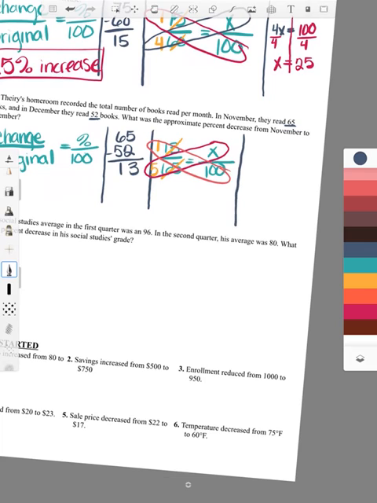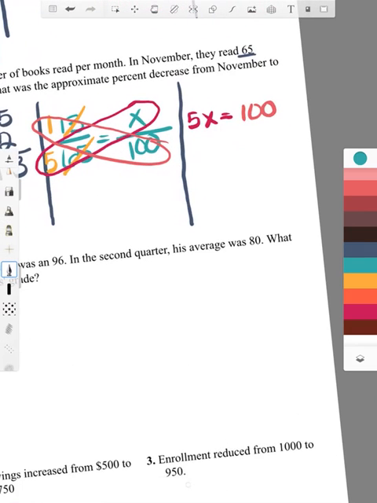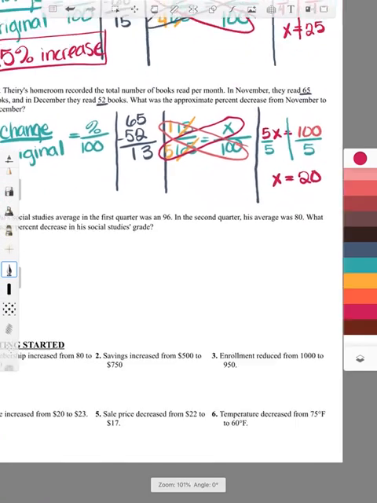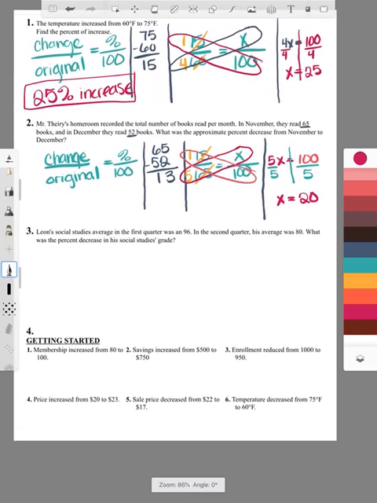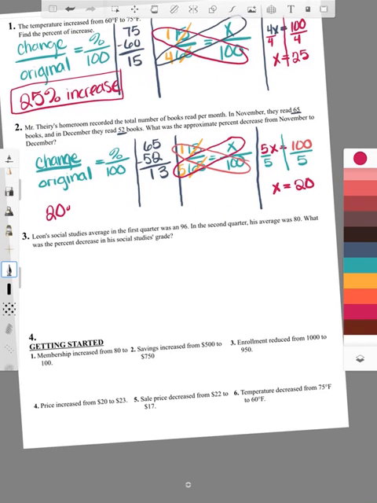All right, 5 times X is going to give me 5X. And then 1 times 100 is going to give me 100. So now we have 5X is equal to 100. So it's just a simple one-step equation. I'm going to draw my fence. 5 and X are multiplying. The inverse operation is division. All right, 5 divided by 5 is 1, so we're left with 1x. 100 divided by 5 is going to give me 20. So we have x is equal to 20. So our answer would be, that is a 20% decrease.